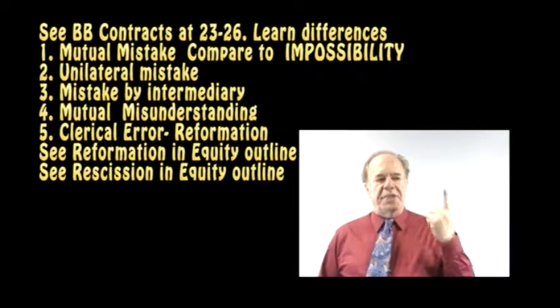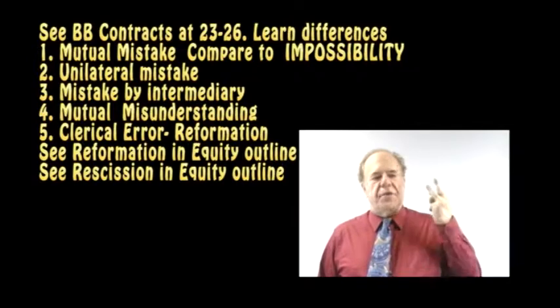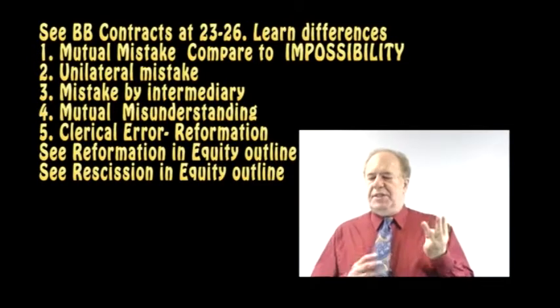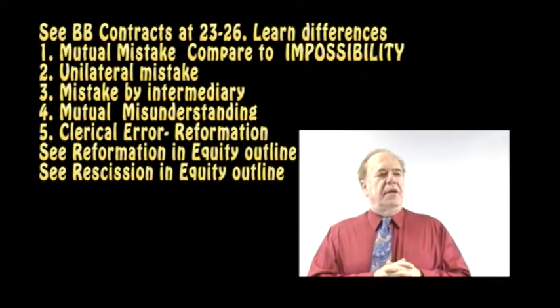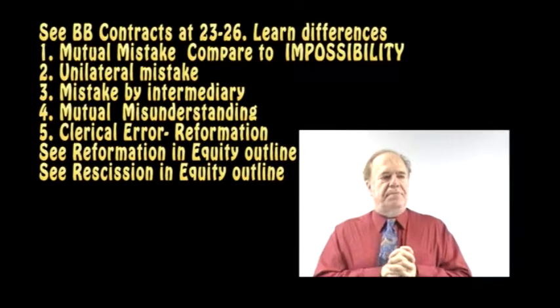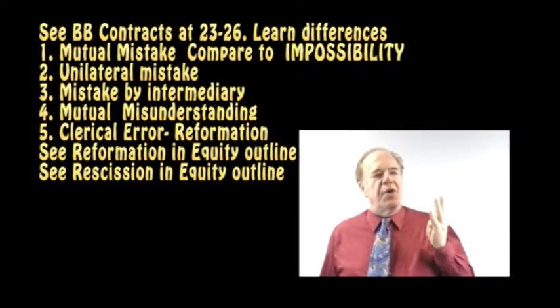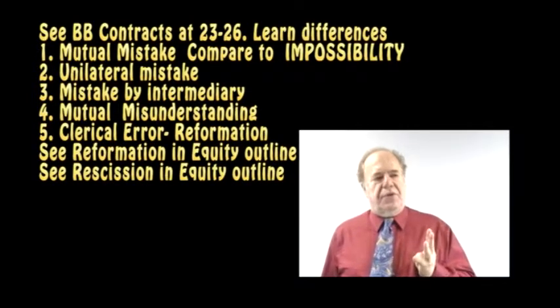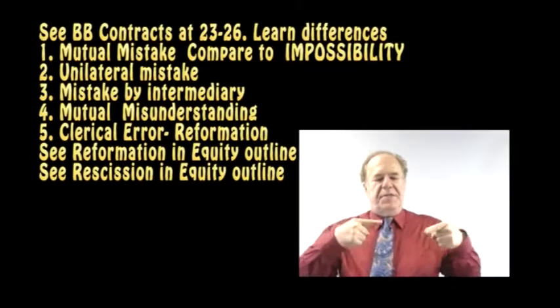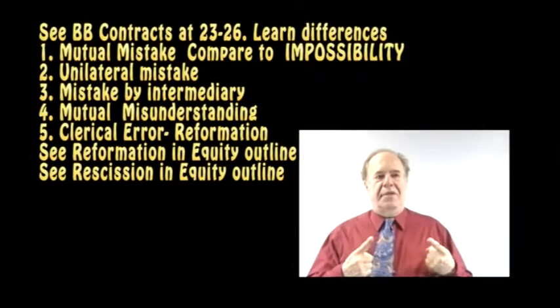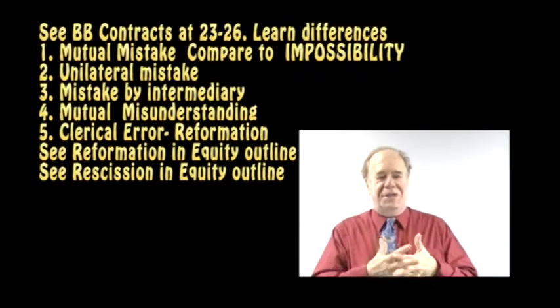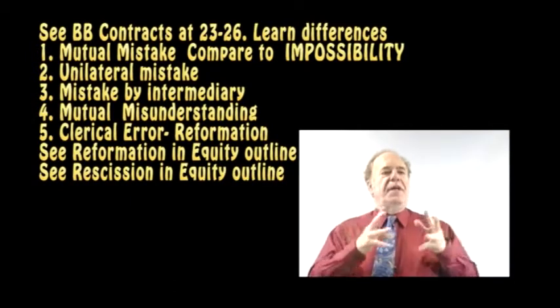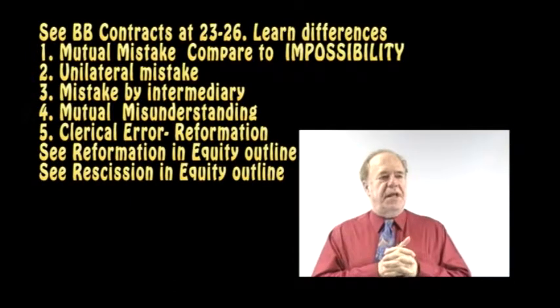There are mutual mistakes, there are unilateral mistakes, there are mistakes by intermediaries, Western Union, UPS, communication companies. There are secretarial errors, so-called, or clerical errors. If there's simply a mistake in the typing, a fairly old-fashioned word, in the word processing, in the creation of the document, and nobody notices it, that's a kind of mistake.